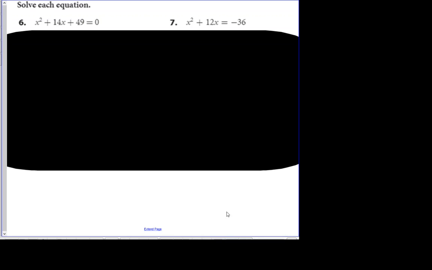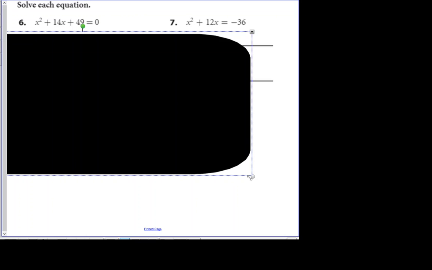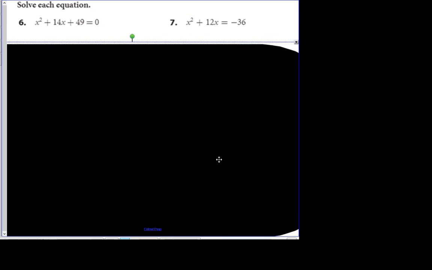On 6, now you'll see problems like this where it tells you to solve the equation. And if you have to solve the equation, again, that means find the value of x when y is 0. So if you want to solve this, you can say, all right, x squared plus 14x plus 49 equals 0.